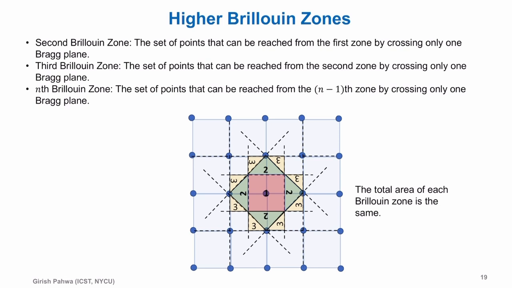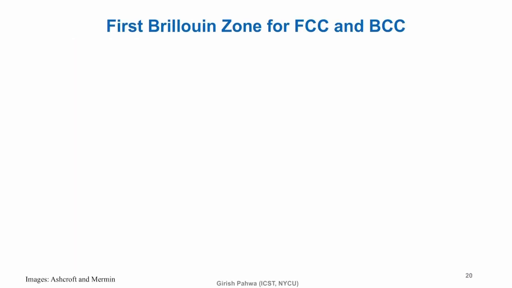Okay, so if I have, say, a BCC lattice, the corresponding reciprocal lattice is FCC. So the Wigner-Seitz cell of the FCC will be my first Brillouin zone. Similarly, if I start with FCC, in the reciprocal space I have BCC, and the Wigner-Seitz cell of the BCC will be my first Brillouin zone. So how will they look?